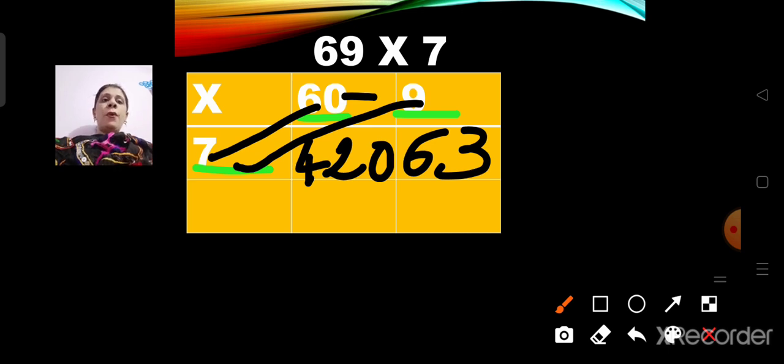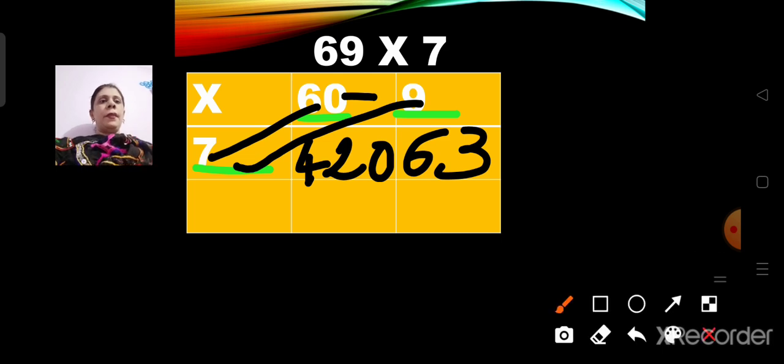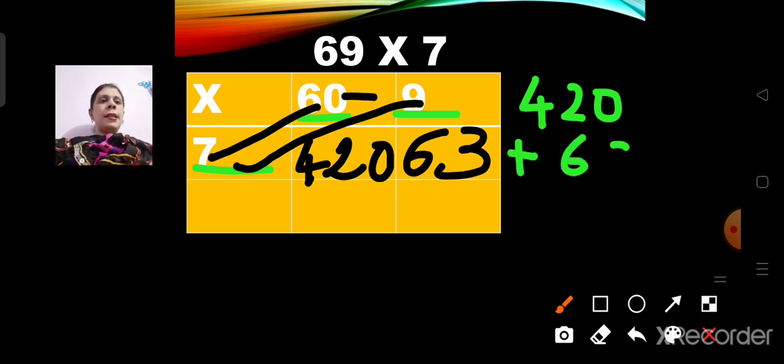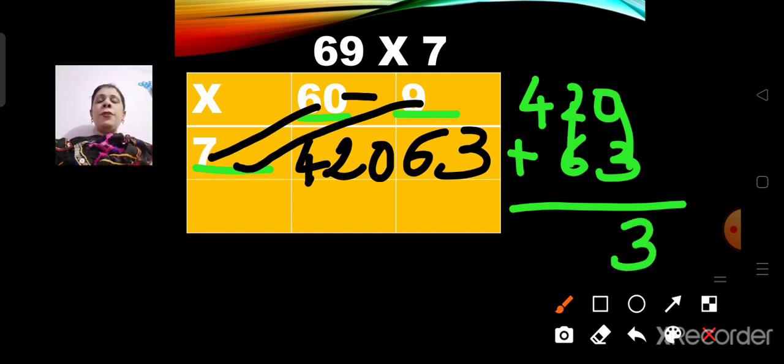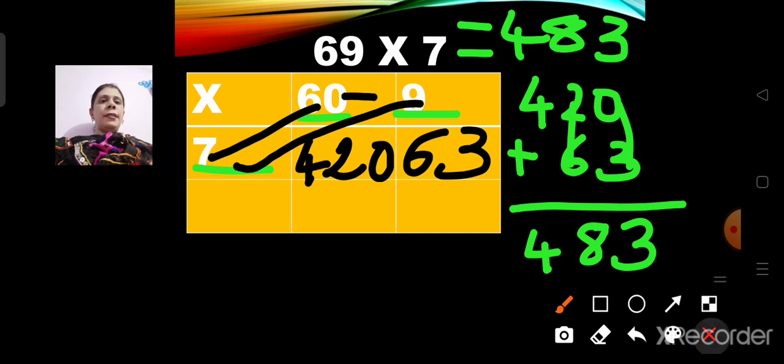Understood, children? Now what we are going to do? Our next step is we are going to add. We are going to add this 420 plus 63. So 0 plus 3 will be 3. 2 plus 6 will be 8. So I will write here 8. Then below 4 no number is there, so I will write 4. So when I add 420 plus 63, I get my answer 483. That means when I multiply 69 into 7, I get my answer 483. Understood, children? Next.